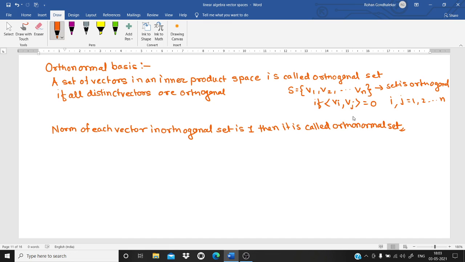Is this clear? Just see the definition again. In the next lecture, I will focus on problems based on the orthonormal basis and a few concepts, and then I would like to discuss the Gram-Schmidt process also. Thank you everyone. We'll meet in the next lecture.